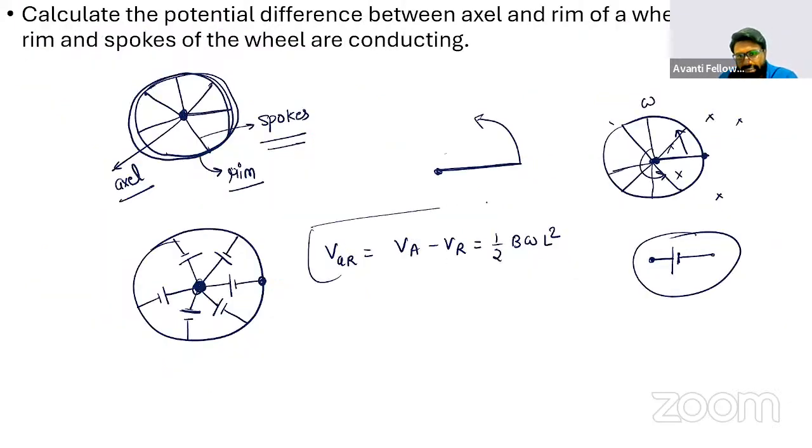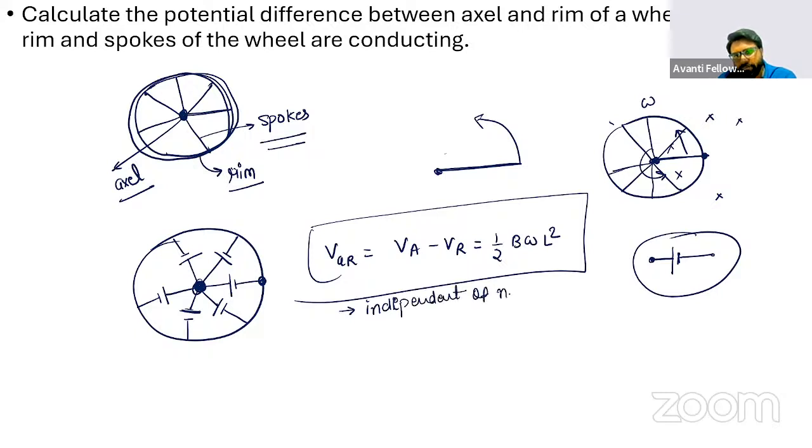Now, if you see, this potential difference is independent of the number of spokes. The number of spokes is not mentioned anywhere. Which means if infinite spokes are present, or only one spoke is present in the wheel, it makes no difference. Clear? So the potential difference between the axle and the rim is independent of the number of spokes.